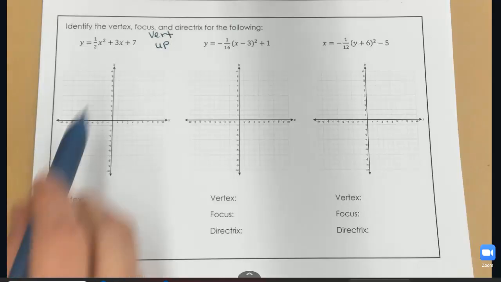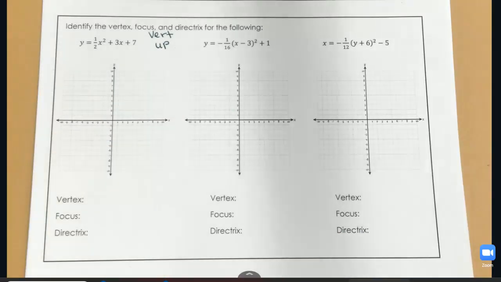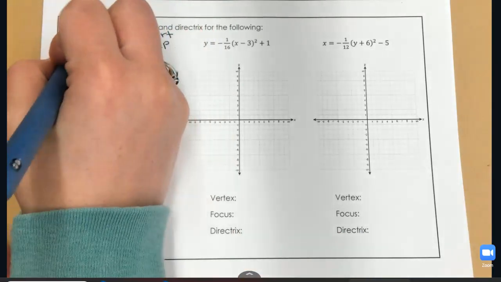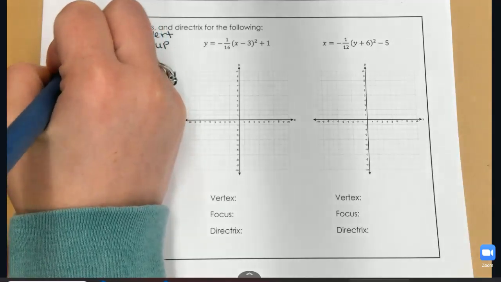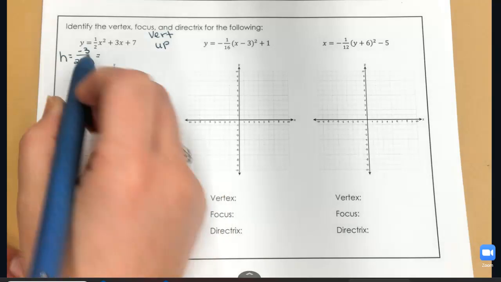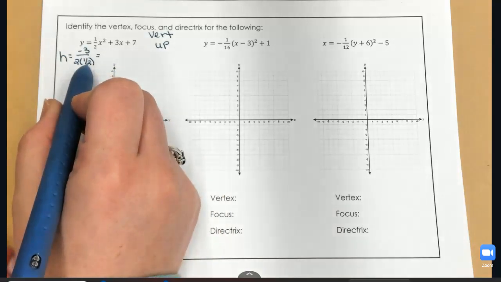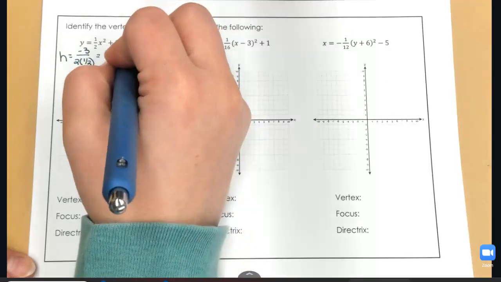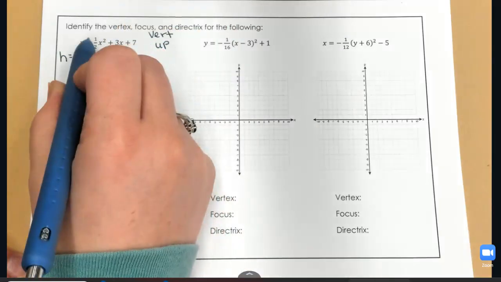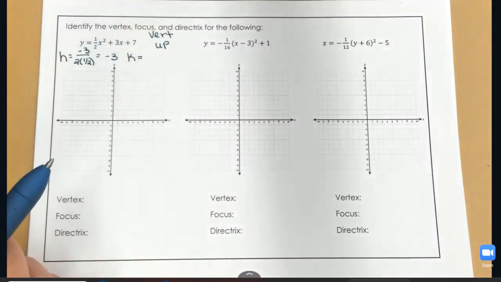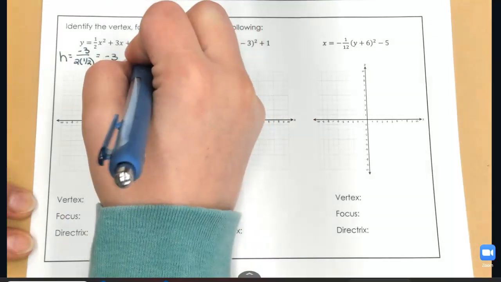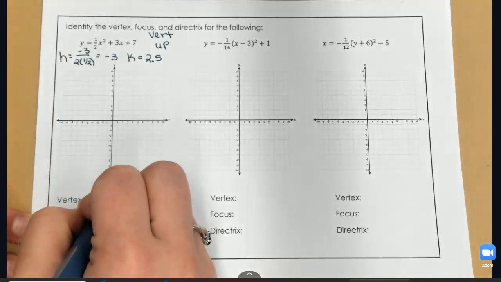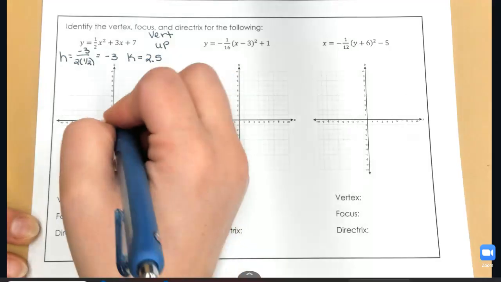Now, to find my vertex, because this is not in vertex form, I need to use my vertex formula. So H is going to be negative B over 2A. Well, 2 times 1/2 is 1. Negative 3 divided by 1 is negative 3. And then to find K, I'm going to plug negative 3 into my quadratic, and that is going to give me 2.5. So I have a vertex at negative 3, 2.5. I'm going to go ahead and plot that.